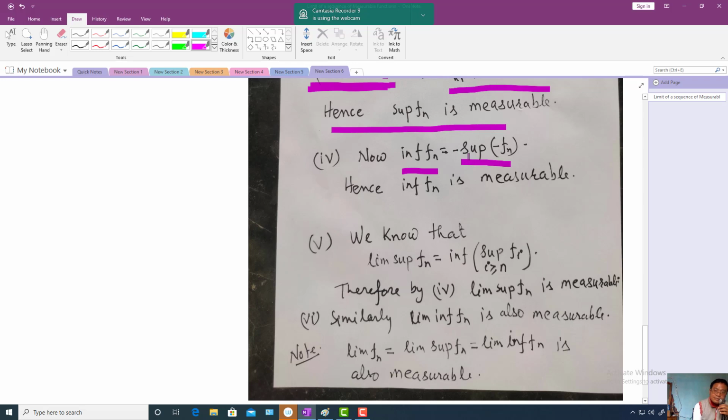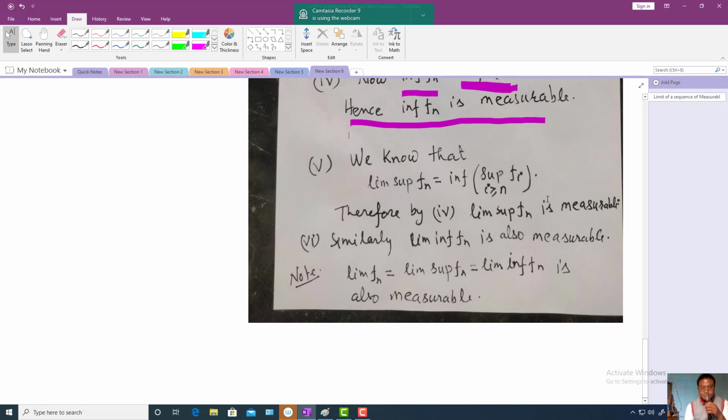Okay, so by case 3, the supremum of a sequence of functions is measurable. So this function is a measurable function. So if you multiply that measurable function by a constant minus 1, that is also a measurable function. Therefore infimum fn is measurable. Okay, and infimum fn is measurable. All right.